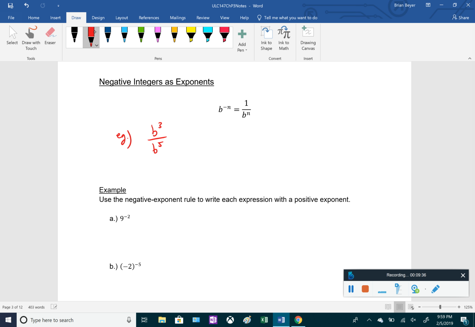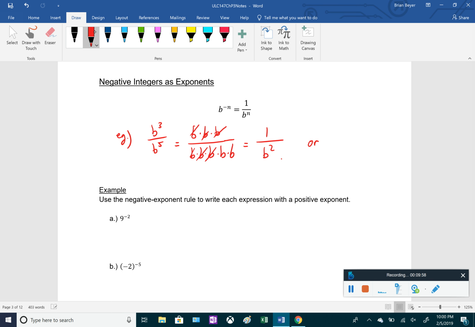So b cubed over b to the 5th. We know that b cubed is b times b times b. B to the 5th is b times b times b times b times b. So these are going to cancel. 3 of these are going to cancel. We're going to be left with 1 over b times b, which is 1 over b squared.